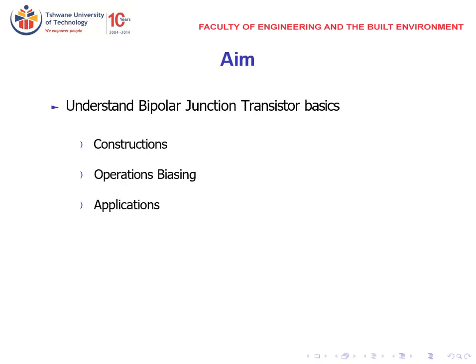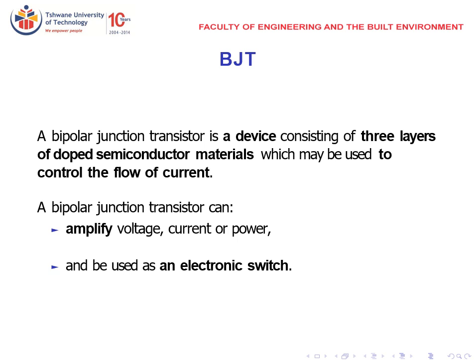Okay, the aim of this topic is for us to understand bipolar junction transistor basics, how they are constructed, their operation, biasing, and their applications. A bipolar junction transistor is a device consisting of three layers of doped semiconductor materials which may be used to control the flow of current.